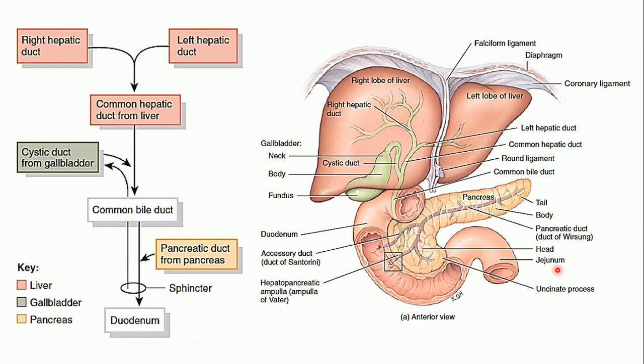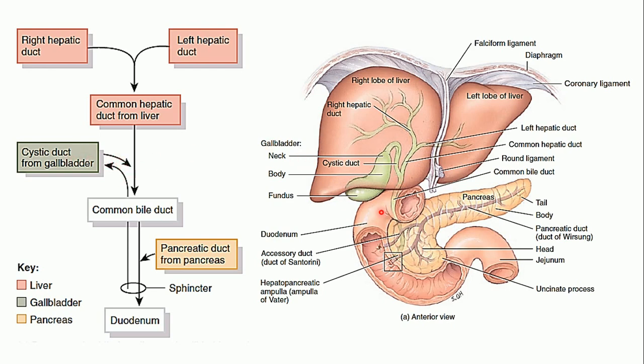So this is the picture again which is depicting the flow of the bile and the pancreatic juices, how the ducts are carrying the secretion. As I have told you earlier, the right hepatic duct is coming from the right lobe, this one. It is uniting with the left hepatic duct, which is coming from the left lobe of the liver. It forms the common hepatic duct, which comes from the liver. This is the one. Further, it will unite with the cystic duct, which is coming from the gallbladder.